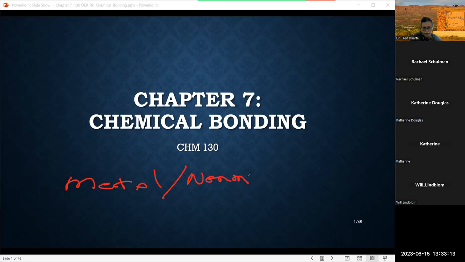That's why it's important that we learn on the periodic table which ones are metals and which ones are nonmetals. An example of this would be sodium chloride, good old-fashioned table salt. Here we have sodium, the metal, and chloride, the nonmetal. Now, this type of bond is called an ionic bond.